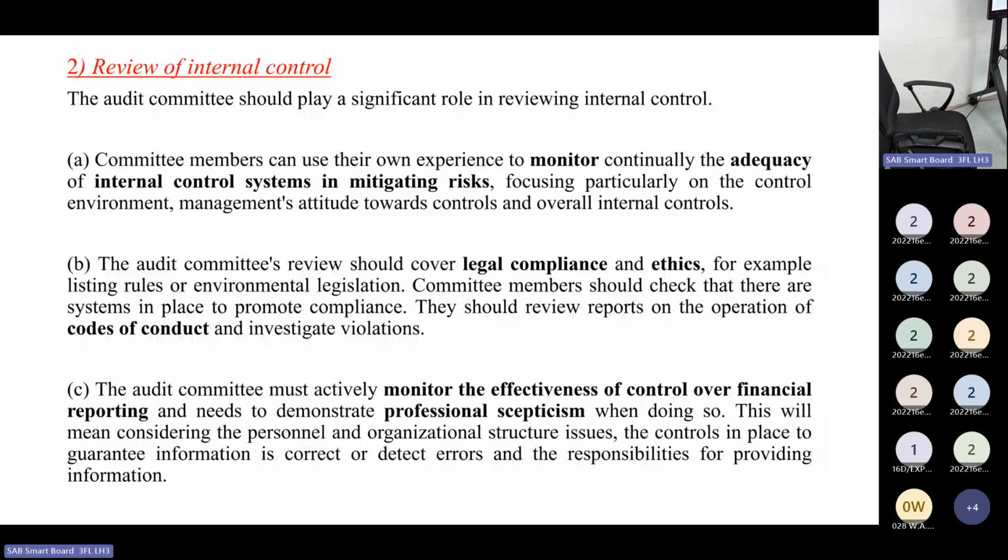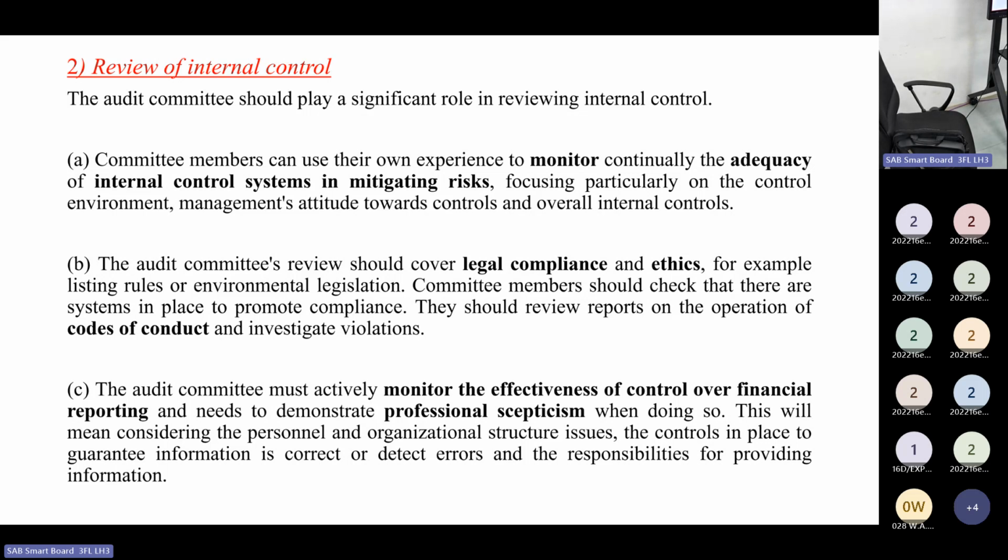Okay? So first, through their experience, they have to judge whether this company has adequate internal control systems to manage the risk. Right? So when they are checking whether the internal controls are adequate, they have to look at the control environment, managers' attitude towards control, and overall internal control. That is what it says. Monitor the adequacy of the internal control systems that you have to manage the risk.